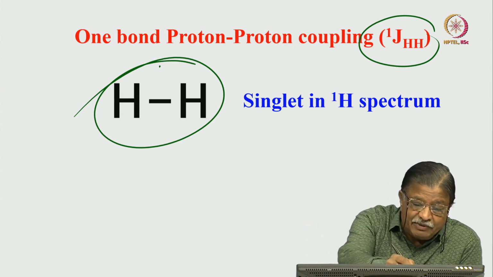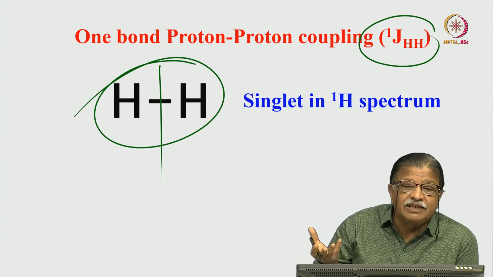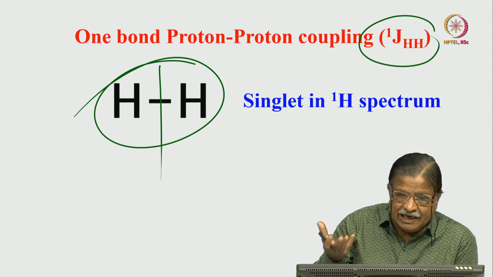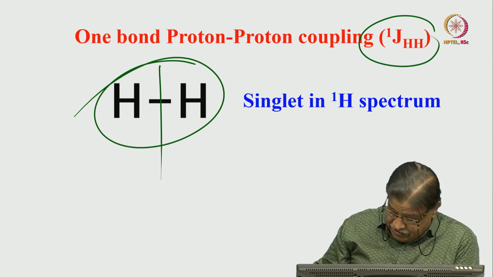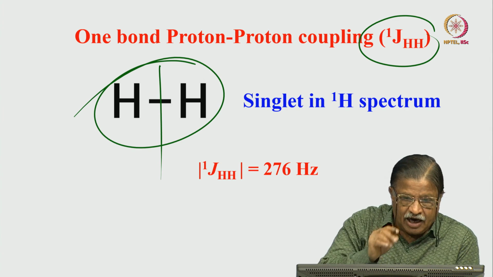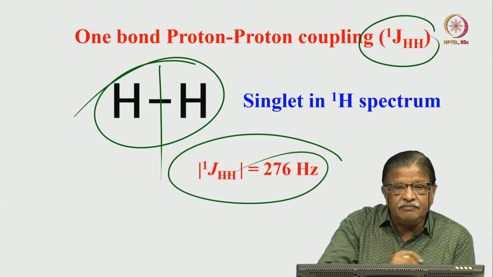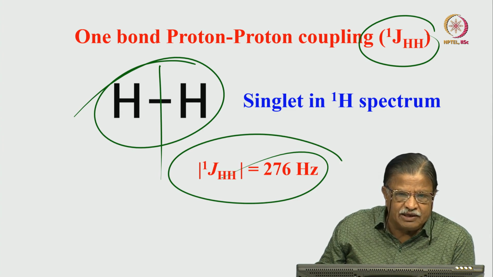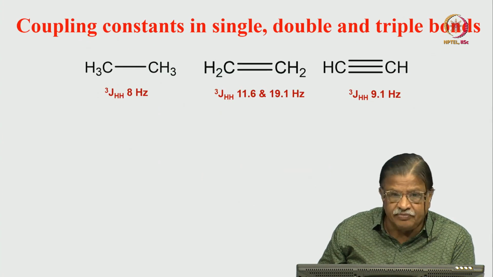It is a perfectly symmetric molecule, you are going to get a single peak. With a single peak, how do you measure the coupling? At least it must be a doublet to measure the coupling, and it is a singlet. It is a different question, I will tell you later how you measure coupling among equivalent spins. But remember, the 1 bond coupling of protons is around 276 Hertz in the hydrogen molecule.